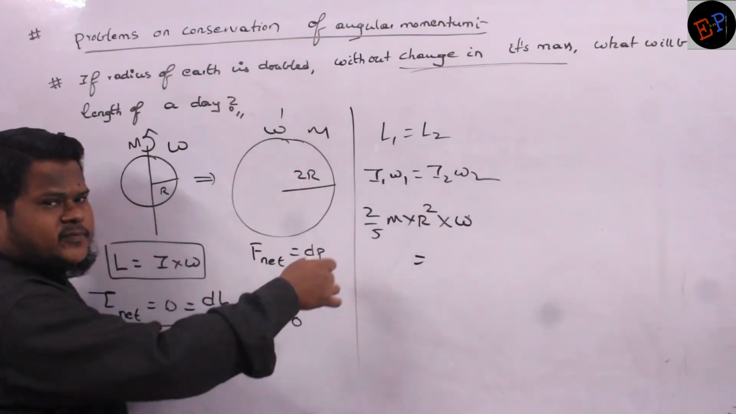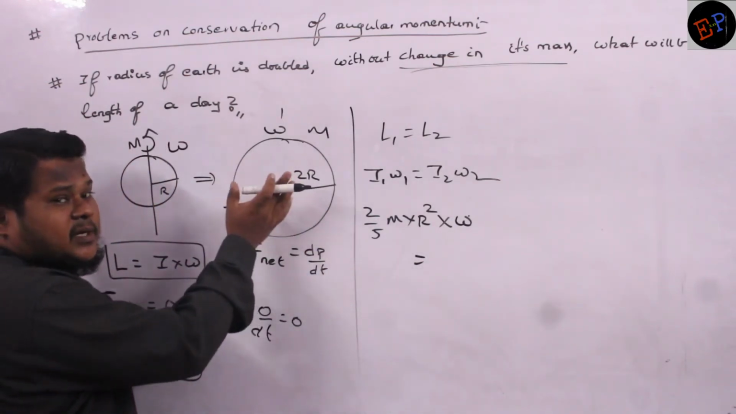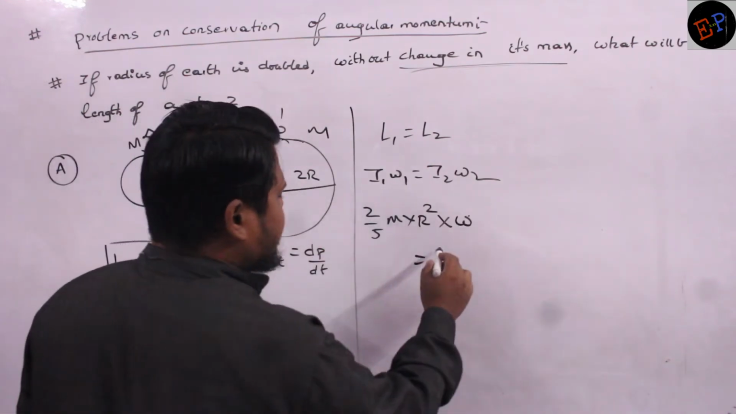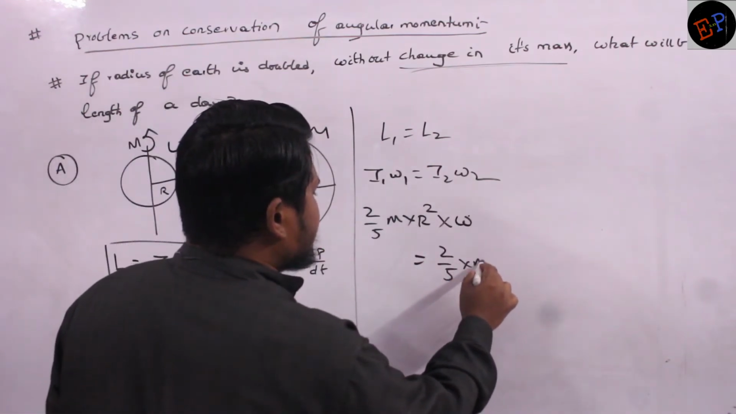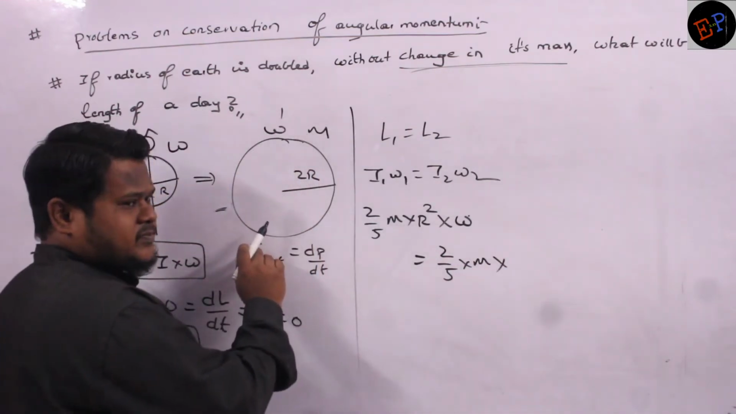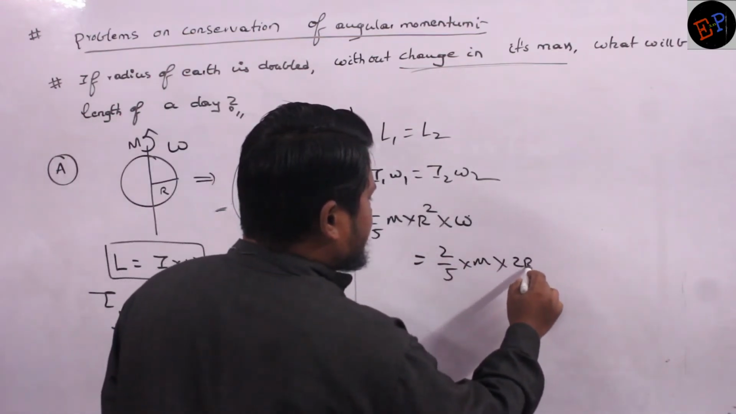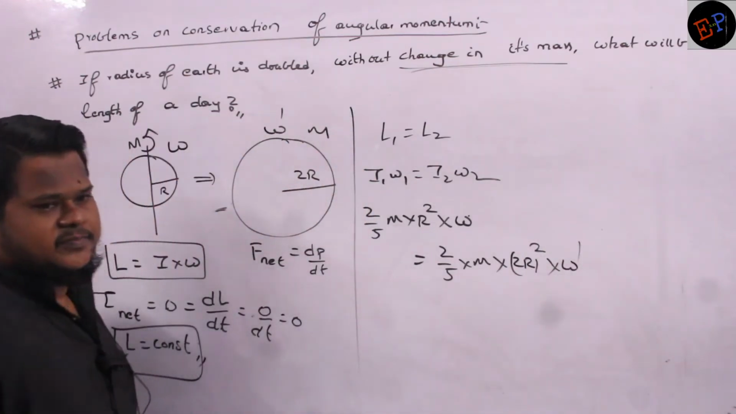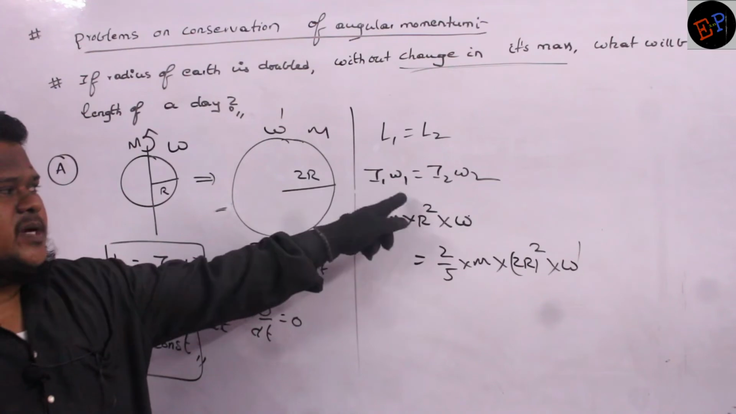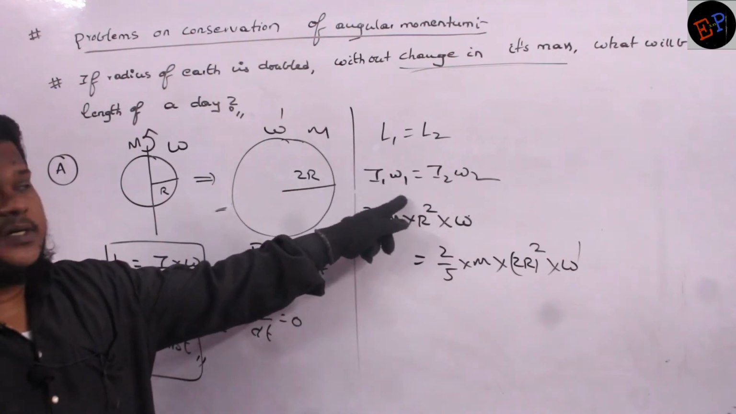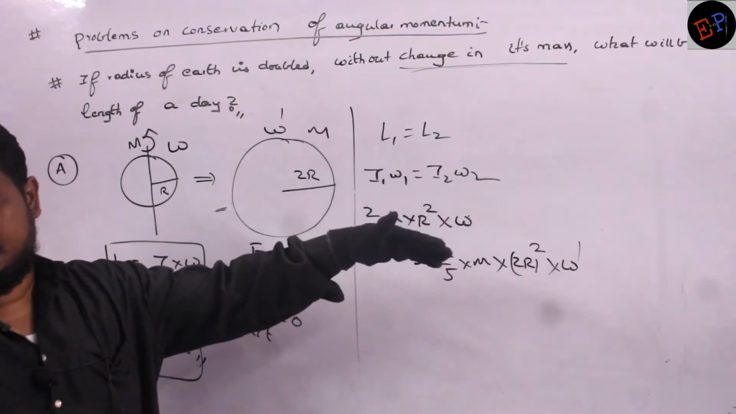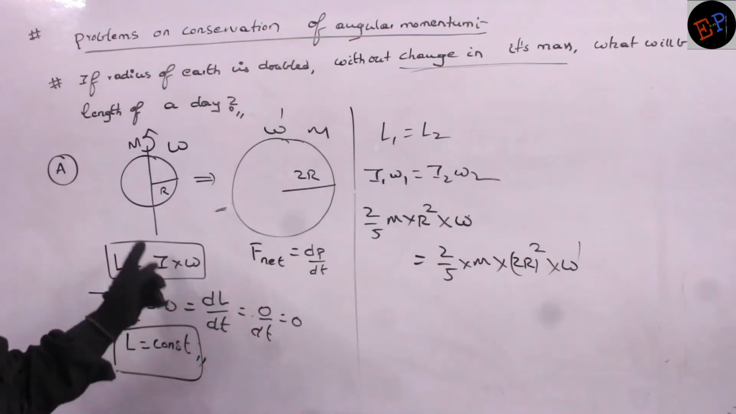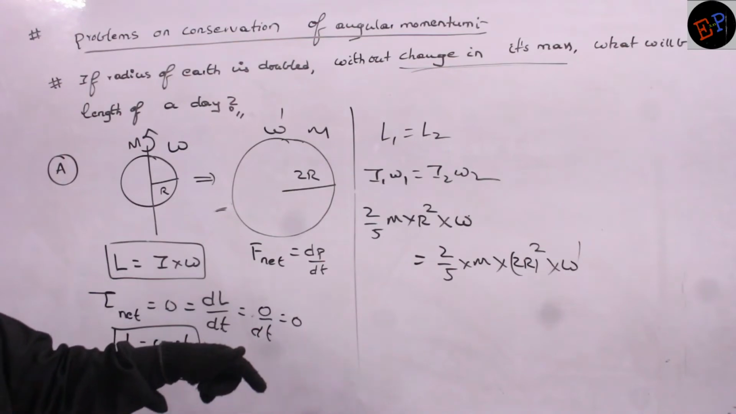Moment of inertia of the same earth, but when the radius is doubled. But the mass is the same, no? Mass is the same, formula remains the same. So 2 by 5, mass is the same. But what is the radius? Radius has become double. So 2r whole square multiplied by angular velocity, which also will change. If I value changes, omega also will change, no? Because the total I omega should be constant, but I is changing. So omega also must change.